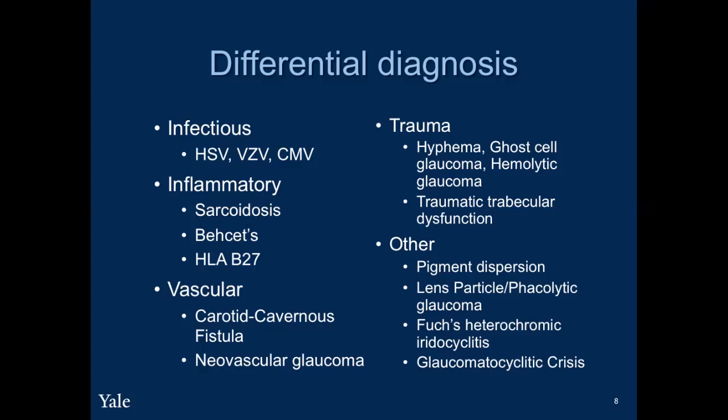Trauma can lead to traumatic trabecular meshwork dysfunction, along with hyphemas or microhyphemas, ghost cell glaucoma, and hemolytic glaucoma. Some other causes can include pigment dispersion, lens particle glaucoma, phacolytic glaucoma, Fuchs heterochromic iridocyclitis, and glaucomatocyclitic crisis.